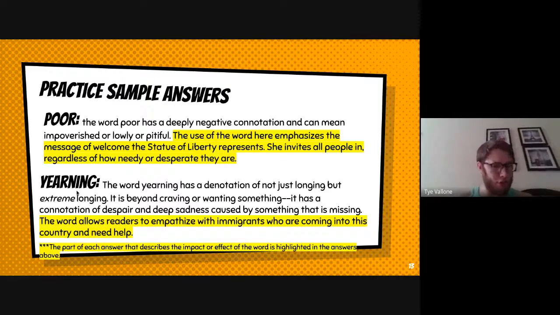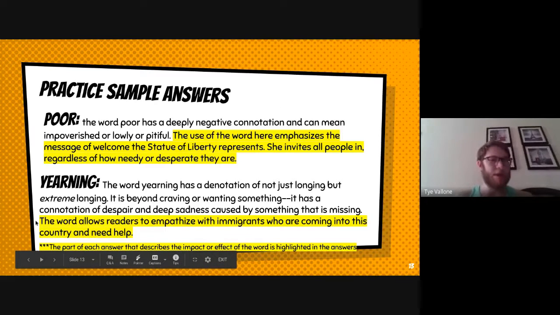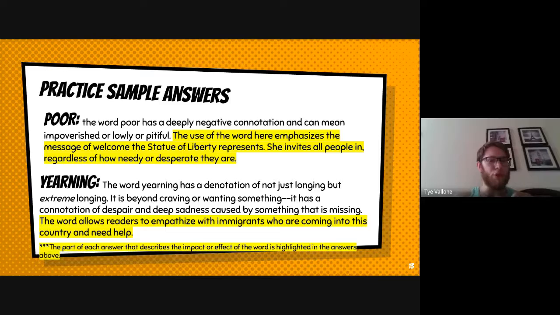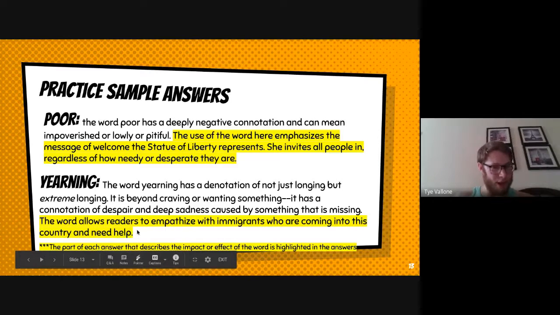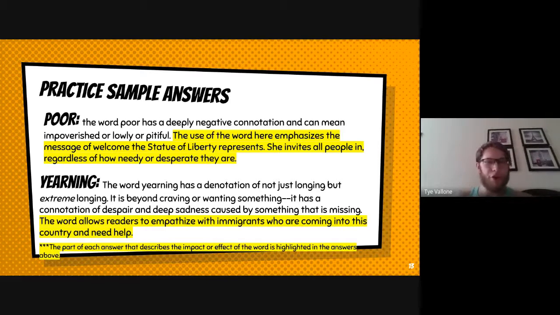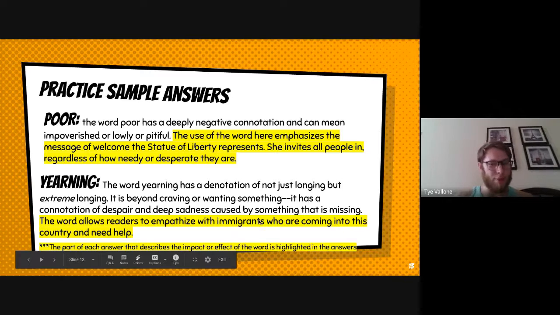And the next word we have here is yearning, okay? The word yearning has a denotation of not just longing, but extreme longing. It is beyond craving or wanting something. So dictionary-wise, yearning means you're extremely longing for something. You really, really want it. It has a connotation of despair and deep sadness. So its connotation, again, is a little bit negative, in that if you're yearning for something, you might be sad, you might be desperate, you really, really want this thing. Okay? The word allows readers to empathize with immigrants who are coming into this country and need help.